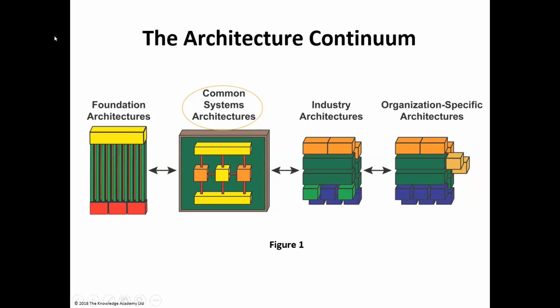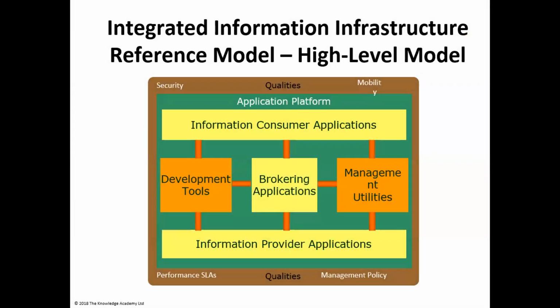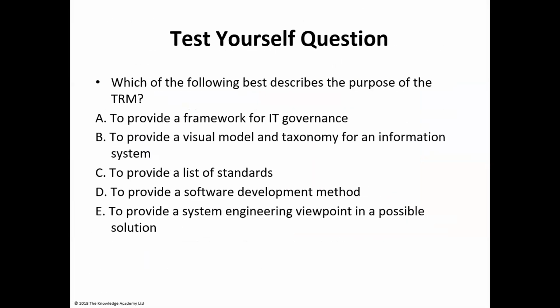Similarly, foundation architecture is a very basic one. Common systems architecture is a little more evolved. Industry architecture is a little more evolved. And when you have an organization-specific architecture, it is a very detailed architecture. I'll come back to this one, and we'll be covering it in some time. So, two reference models are given by TOGAF: TRM and III-RM.